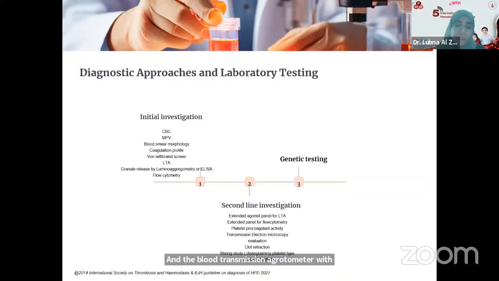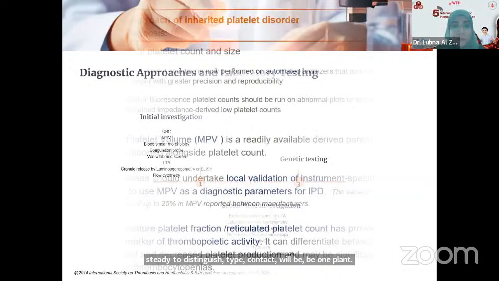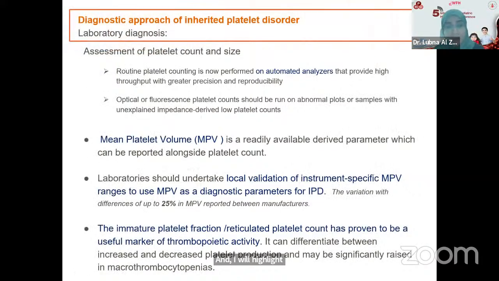For the second-line investigation, you can go with an extended agonist panel of light transmission aggregometry and an extended panel of flow cytometry, with transmission electron microscopy, a mixing study to distinguish platelet-type from type 2B von Willebrand disease, and genetic testing. I will highlight these laboratory tests and their main features, the main developments and the limitations, in the couple of minutes of my presentation.